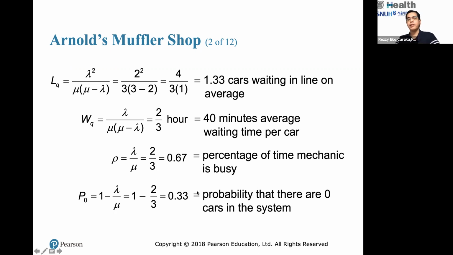Here we can make the information by using the P0, the probability that there are 0 cars in the system, so 0.33. Once the probability here is close to 0, it means that our system is quite busy, or our server is not good enough to handle the customer, because we have limited servers to handle our customers.